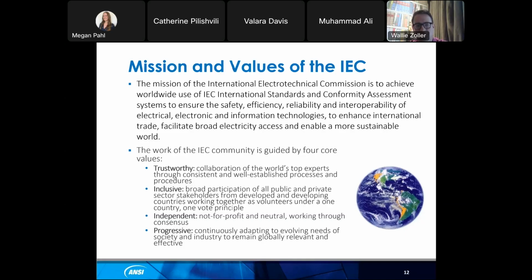It is one country, one vote, and we work through that consensus, which can take multiple stages and can be challenging, but in the end results in these virtues that we're talking about. And then finally, that we're progressive and constantly adapting to the evolving societal needs as they come up. The world has changed significantly since 1906, and the IEC has adapted with them as we move forward. Next slide, if you don't mind.